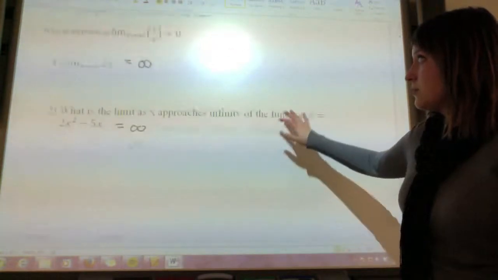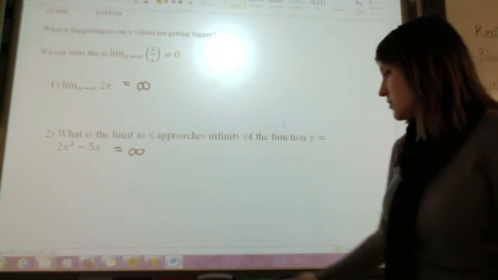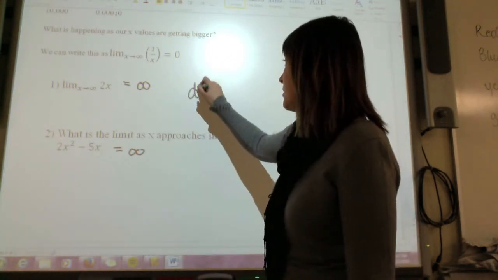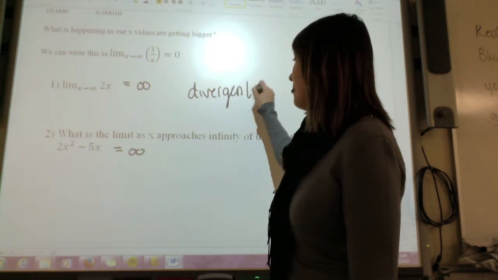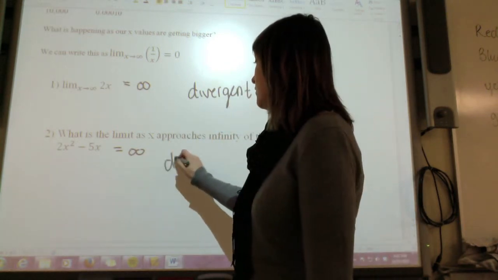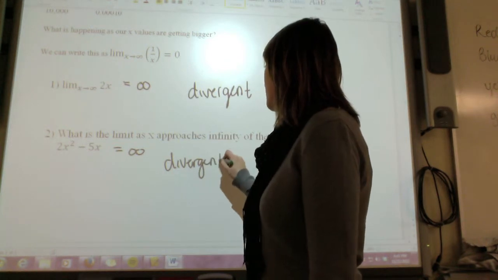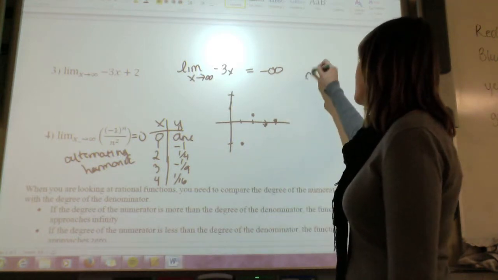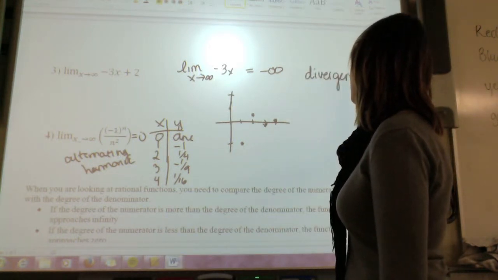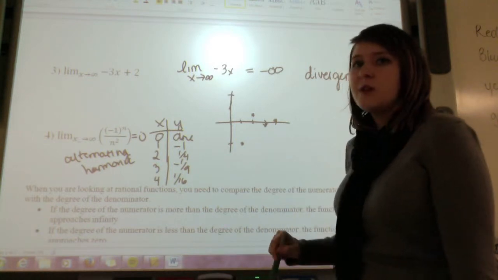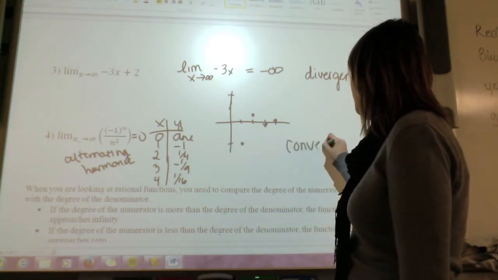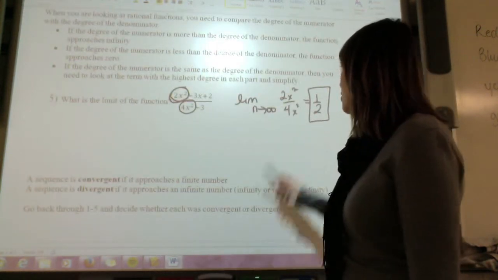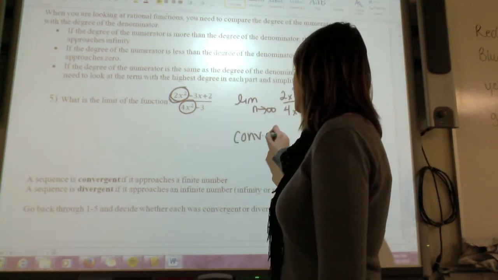Let's go back through 1 through 5 and determine whether these were convergent or divergent. For number 1, we approached infinity, therefore this is going to be considered divergent. For number 2, we approached infinity, so this would also be considered divergent. For number 3, we approached negative infinity, so this would also be divergent. Number 4, we approached 0, so this one would be convergent. And our last one, number 5, we approached 1/2, so this one would also be considered convergent.